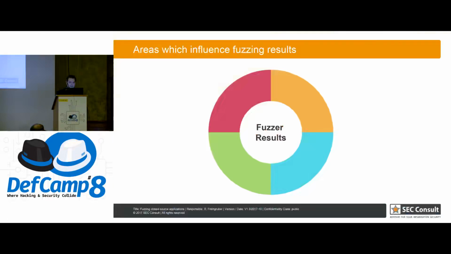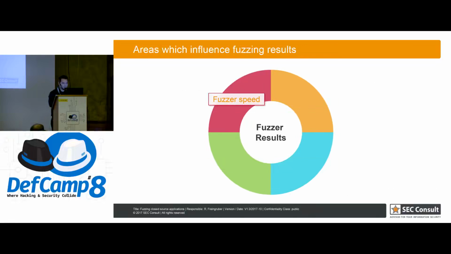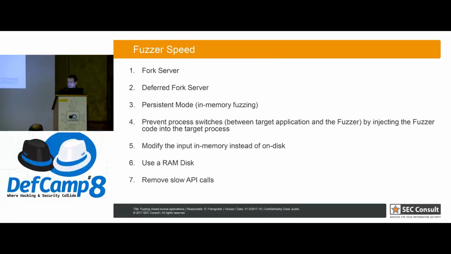So in my opinion, there are four major fields which influence the fuzzing results on which you can work. I don't have time to talk about all of these fields today, but let's focus on the most important ones. So, fuzzer speed. If you can execute a fuzzer faster, you can process more test cases in the same time. That means you get better results. And there are several techniques which you can use to make the fuzzer faster.